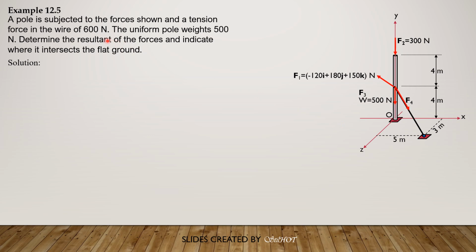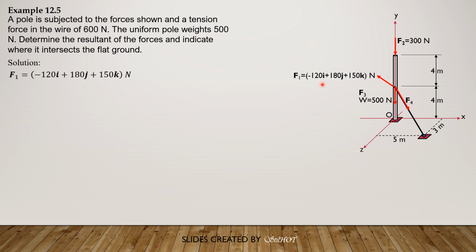is 600 times 5i minus 4j plus 3k divided by square root of 5 square plus 4 square plus 3 square. The forces, by the way, are concurrent and not coplanar because F2 can be moved along its line of action and it can be transferred to the center of gravity of the pole. So they are concurrent.